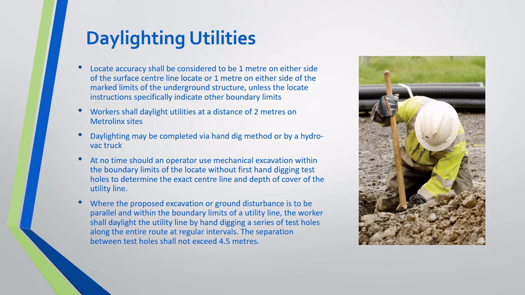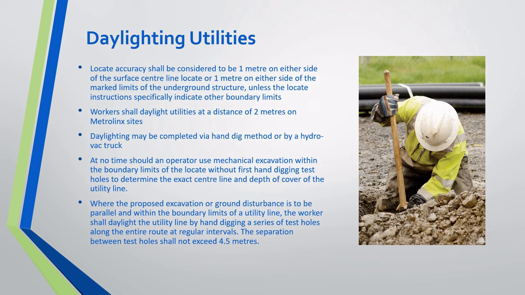Daylighting utilities. Locate accuracy shall be considered to be 1 meter on either side of the surface center line locate, or 1 meter on either side of the marked limits of the underground structure, unless the locate instructions specifically indicate other boundary limits. Workers shall daylight utilities at a distance of 2 meters on Metrolinx property. Daylighting may be completed via hand dig method or by a hydrovac truck.